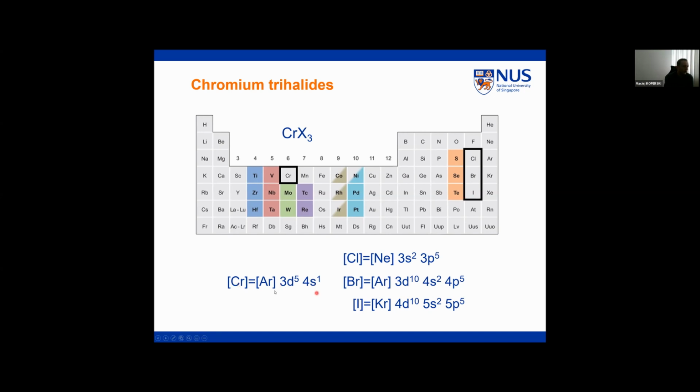And the configuration of electrons in the valence band for chromium is such that it has a half-filled 3d shell, which is the origin of the emergence of the magnetization. And for the halide atoms, the valence shells are made of s and p orbitals. So these are the orbital wave functions that will contribute to the creation of the electronic bands in this material.